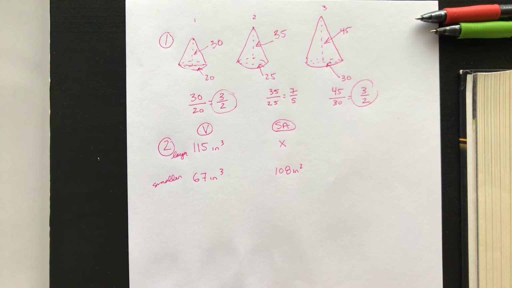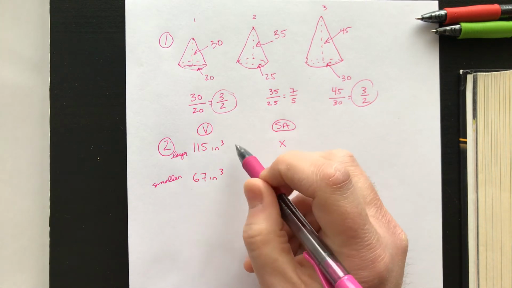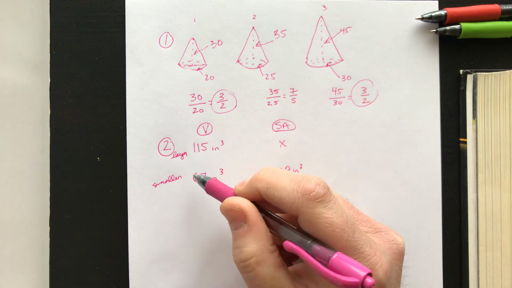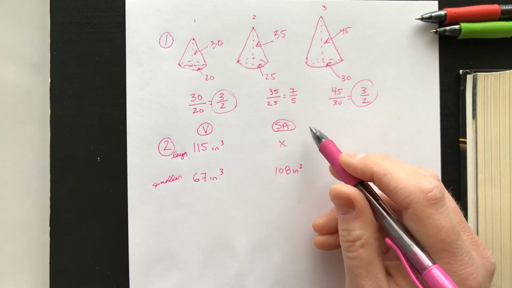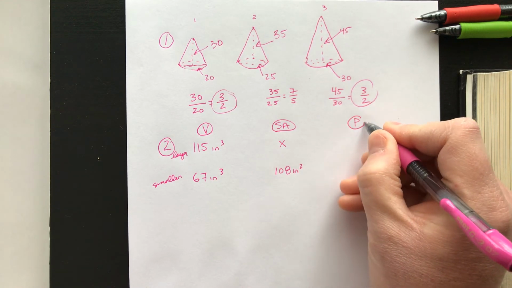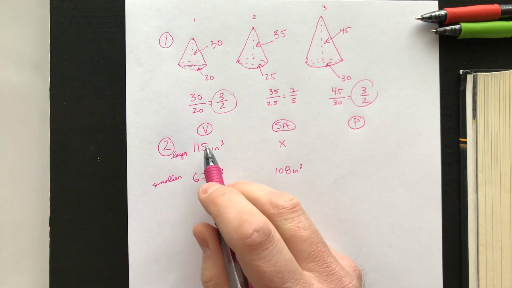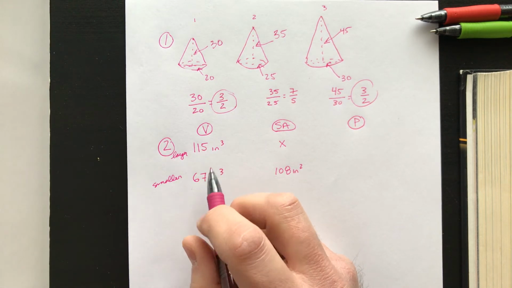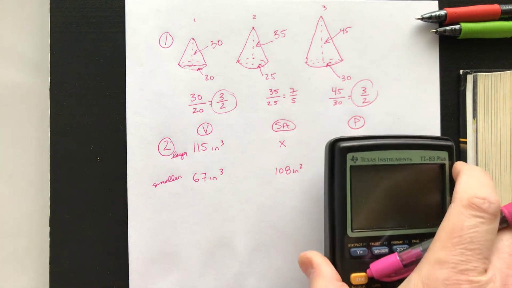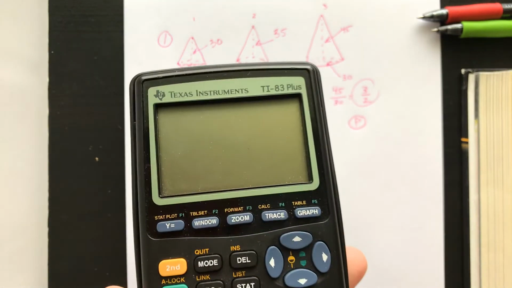But notice, we are in the third level of our building right here. This is the third level. We're in the cubed level. This is the squared level. And remember, perimeter is the single level, like the first level. So what we need to do here is take our volumes and take the square root of those volumes.